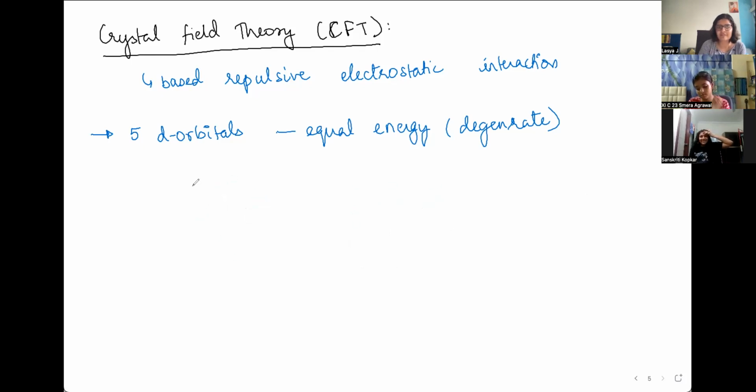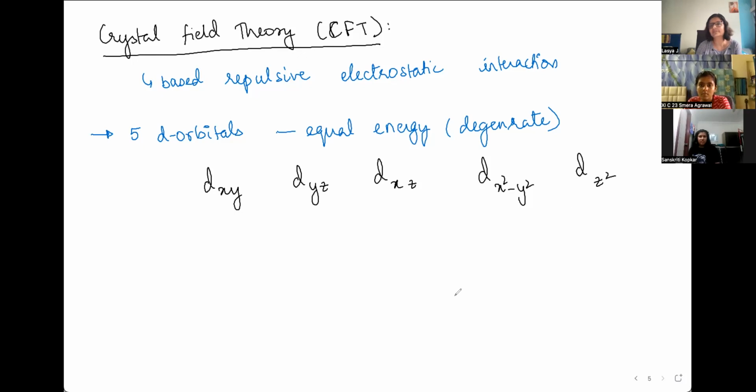Okay. So the 5 d orbitals are dxy, dyz, dxz, and then dx square minus y square and dz square. Is it refreshing, after talking about it?